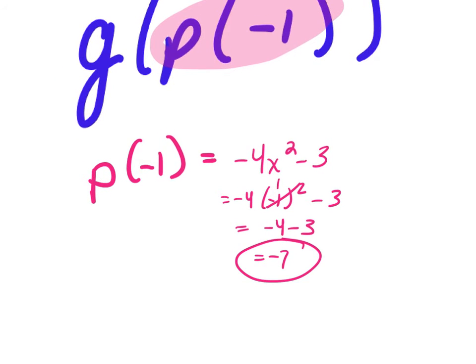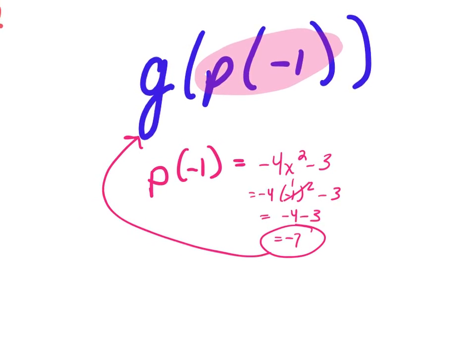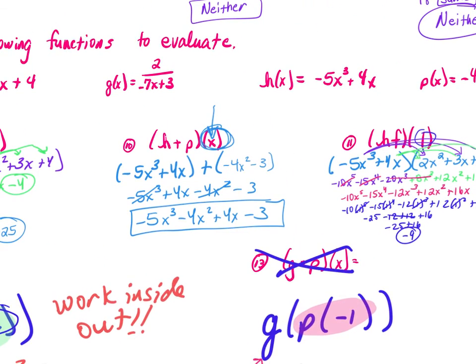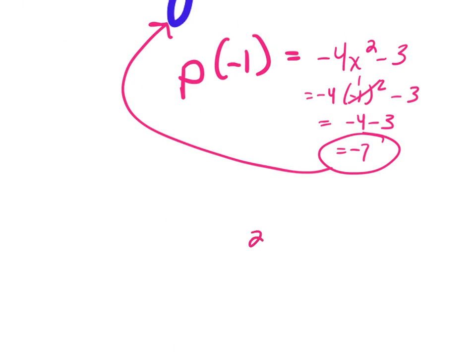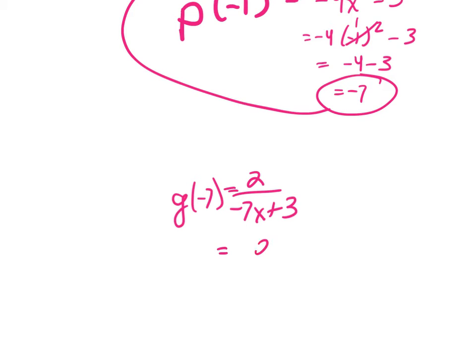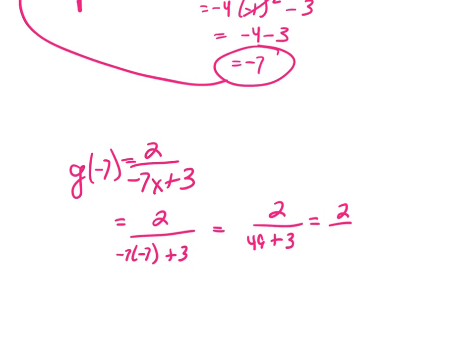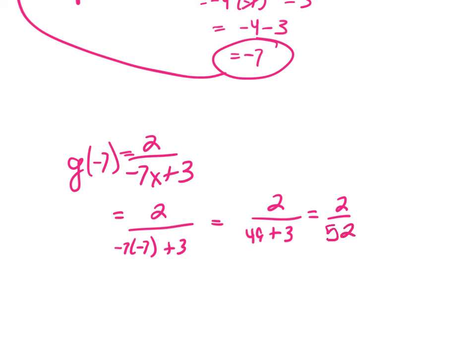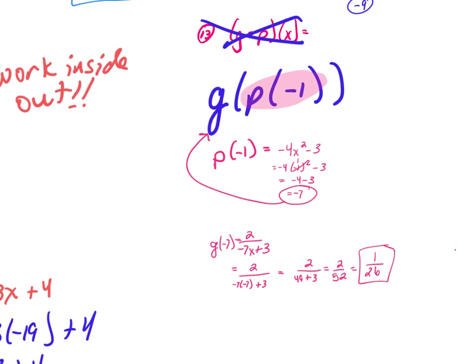Now they want me to take that value right here and plug it into the g function. What is your g function? G is 2 over -7x plus 3. I'm finding g of -7 here. So 2 over -7 times -7 plus 3. What's -7 times -7? 49. Plus 3 gives me what? What's 49 plus 3? 52. And then can we simplify that? 2 over 52 becomes 1 over 26.